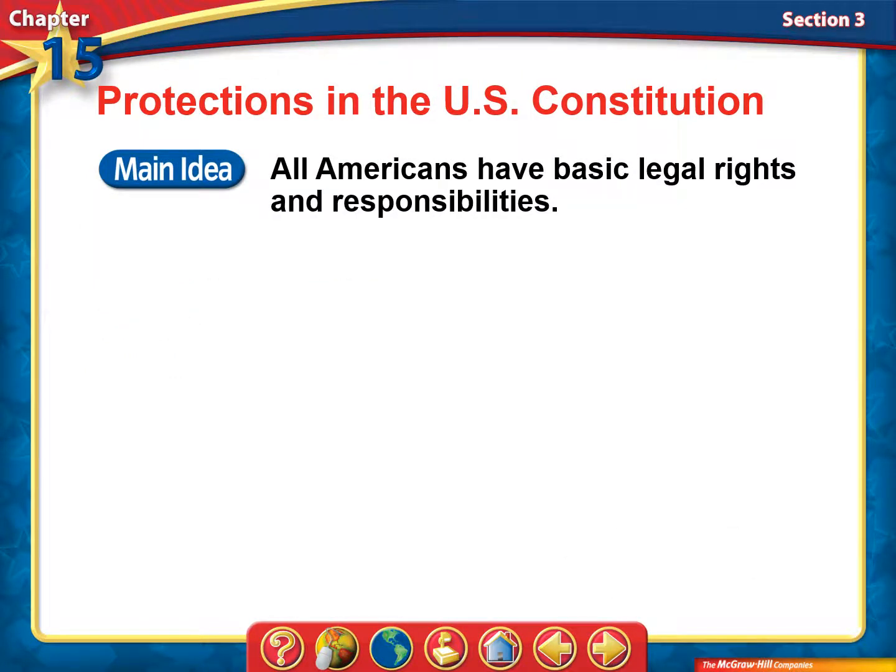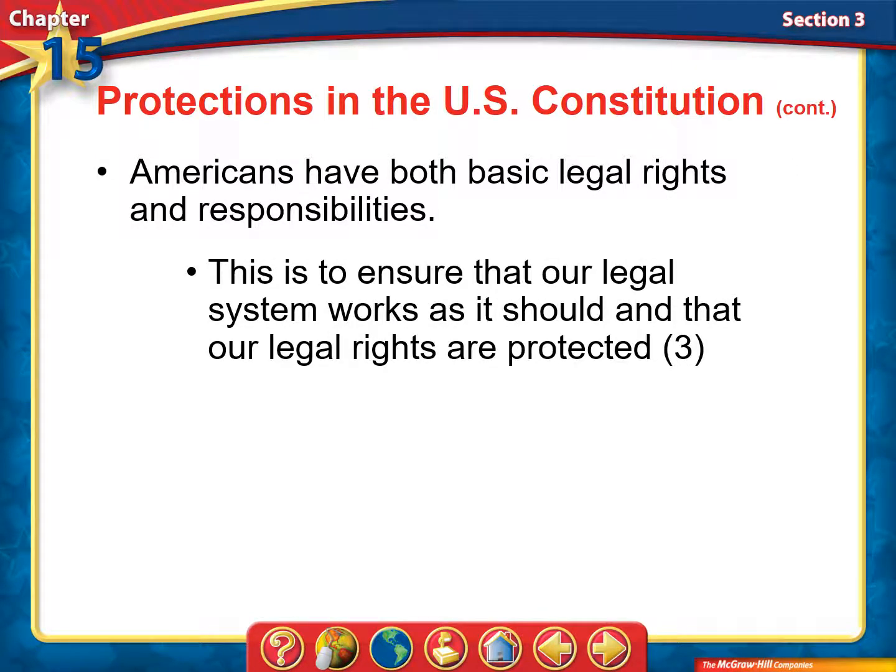Okay, so we have, by virtue of being American citizens, basic legal rights and responsibilities. So as we've learned previously, we have both rights and responsibilities. And this is to ensure that our legal system works and that our legal rights are protected. That is the purpose of this. Once more, if an officer does not follow due process, that can be grounds for dismissal of a case.